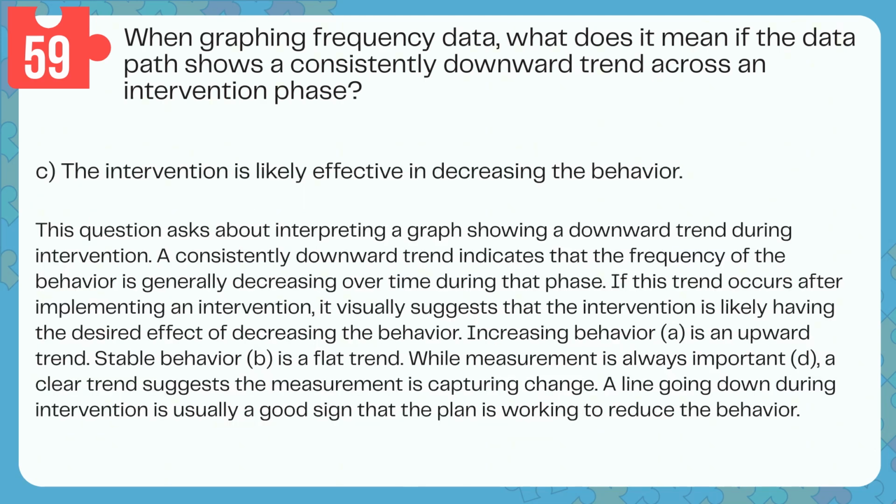Answer. C. The intervention is likely effective in decreasing the behavior. This question asks about interpreting a graph showing a downward trend during intervention. A consistently downward trend indicates that the frequency of the behavior is generally decreasing over time during that phase. If this trend occurs after implementing an intervention, it visually suggests that the intervention is likely having the desired effect of decreasing the behavior. Increasing behavior, A, is an upward trend. Stable behavior, B, is a flat trend. While measurement is always important, for D, a clear trend suggests the measurement is capturing change. A line going down during intervention is usually a good sign that the plan is working to reduce the behavior.